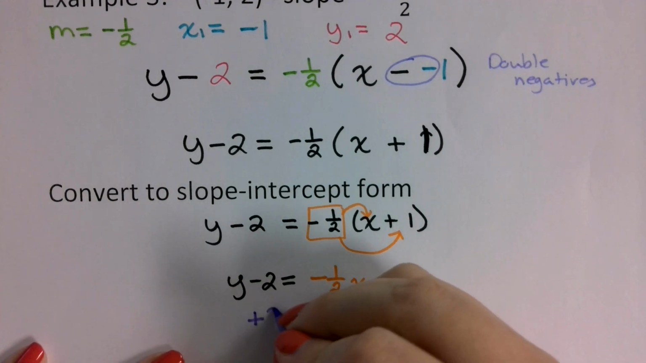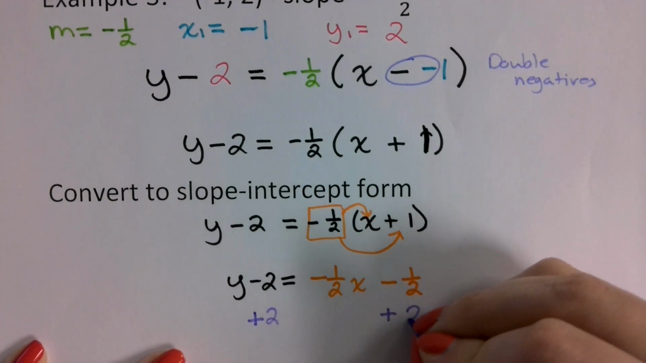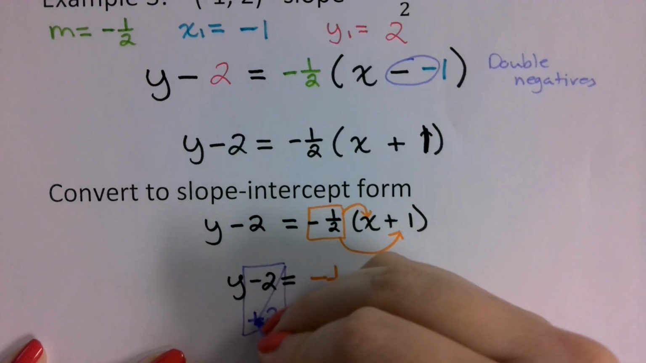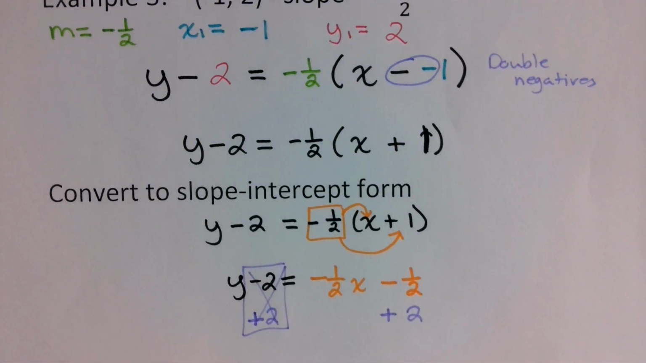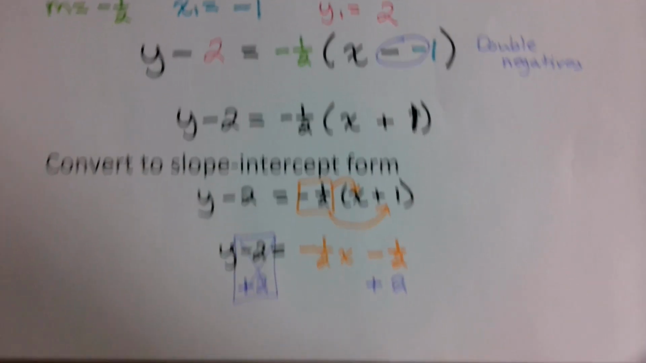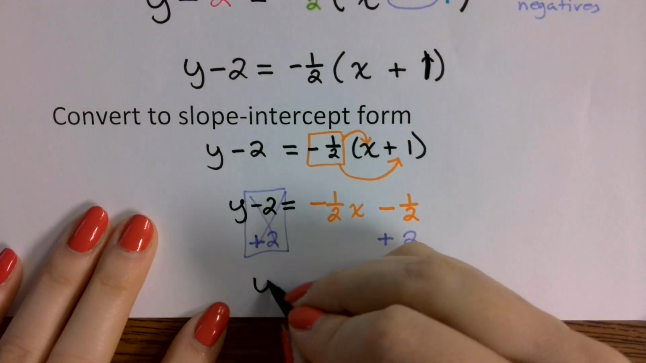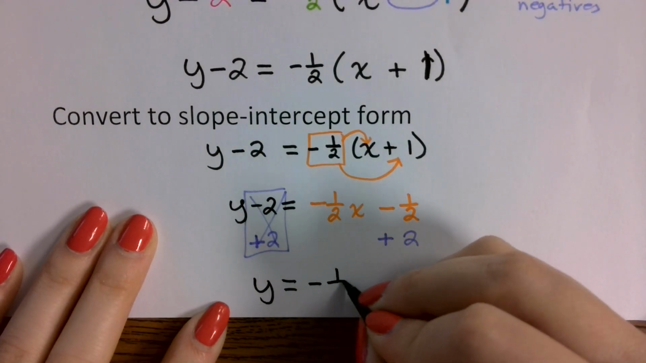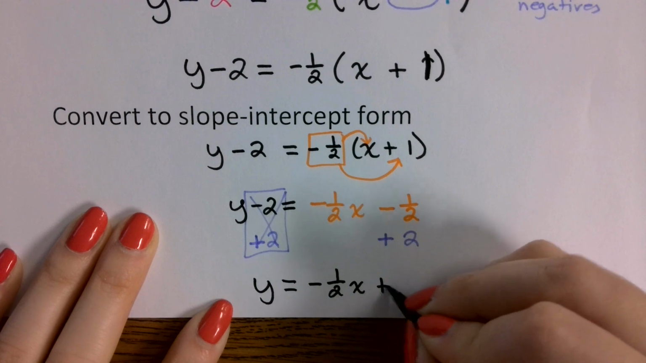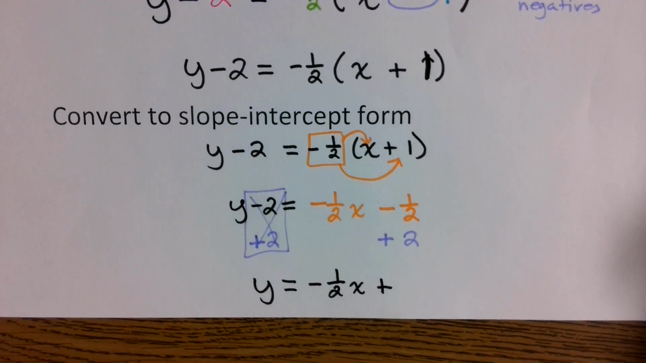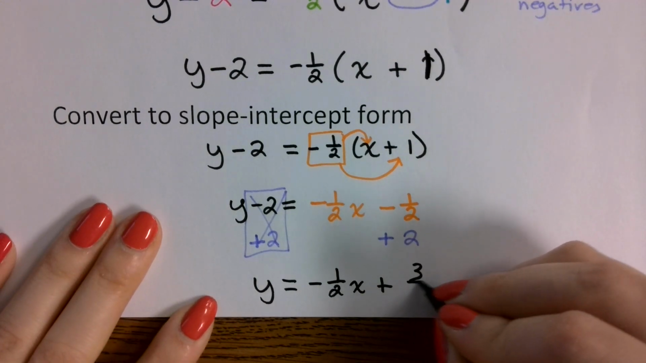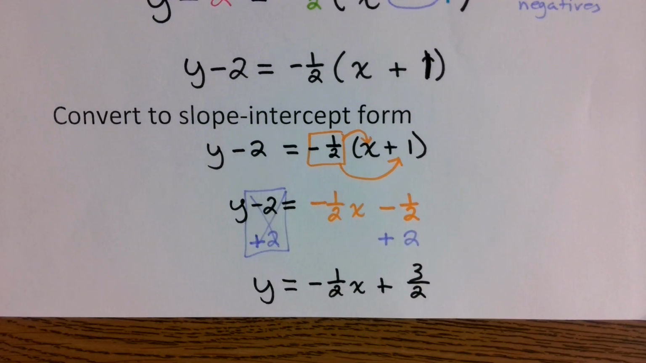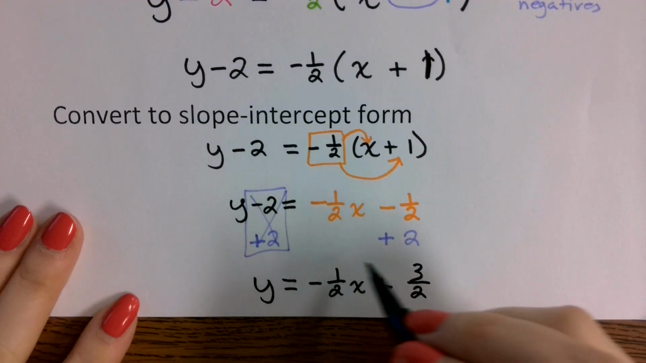Last step, add 2 to both sides. We're going to add the 2 to the -1/2. And your final answer here should be y is equal to -1/2 x plus, you could put 1 and 1/2, or you could put 3 over 2. Or you could put 1.5. Either of those would be fine.